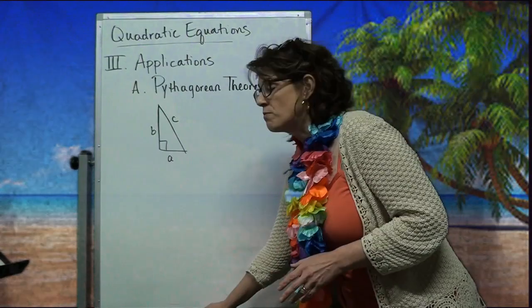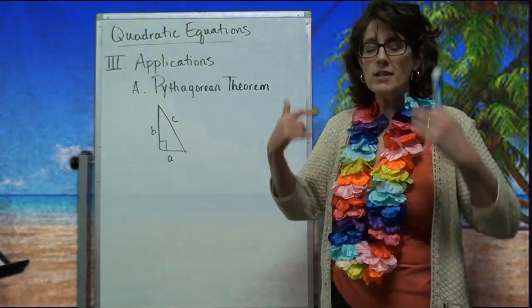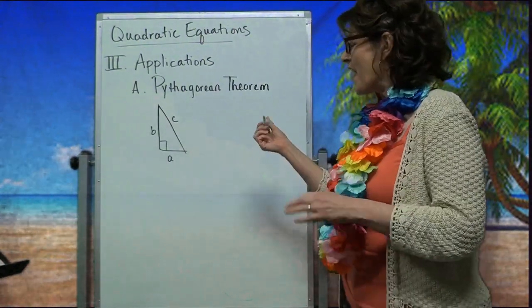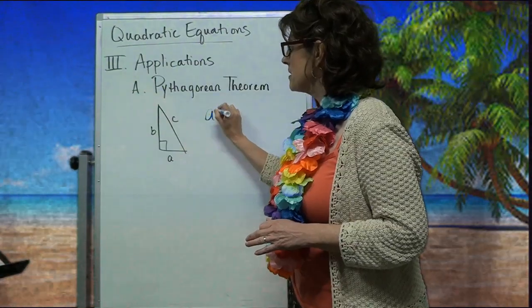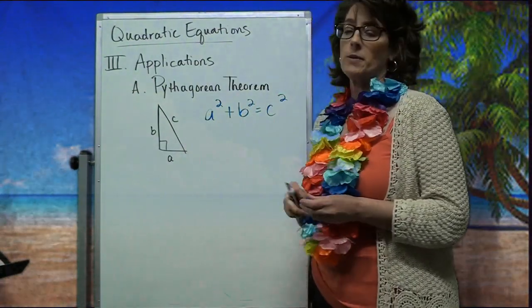Now, almost everybody knows what the Pythagorean theorem is, so go ahead and tell me. Yeah, I can hear you all the way through the camera. All right, so the Pythagorean theorem is a squared plus b squared equals c squared.